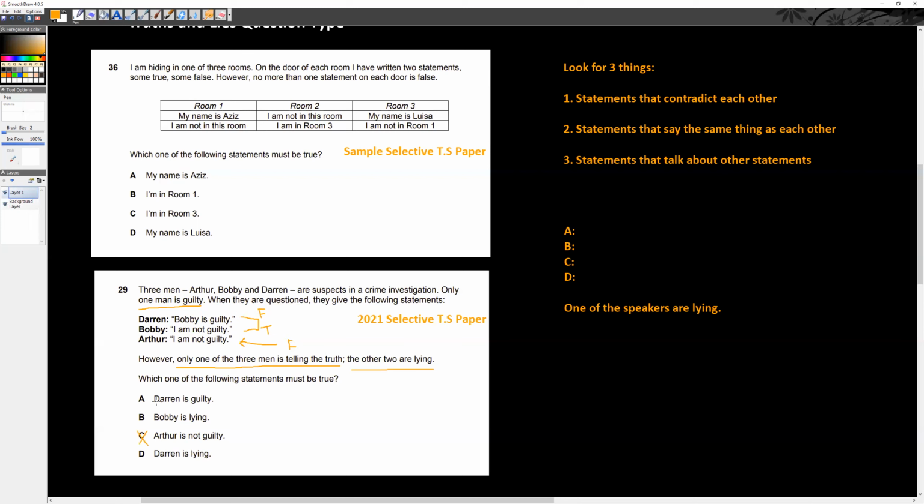Let's see. Darren is guilty. No. Bobby is lying. No. Darren is lying. That's the answer. There it is. So as you can see, this question is supposed to take us around a minute. That's how thinking skills is usually designed. But using our strategy, we figured out very efficiently who was guilty, therefore who's telling the truth, and therefore which one was our answer. And we did that in under a minute, which is what we should be aiming for.